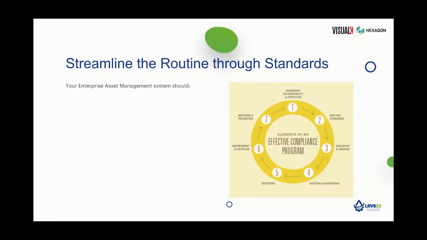Then moving on. The next step is to streamline the routine, and we propose to do so through standards, right? So your enterprise asset management system should be able to check for proper certifications and skills prior to assigning work. So that means that if we keep records of our employees or contractors, and we also keep records of the certifications that they're holding, and most importantly, if they're valid, then we can tie that to our work and make sure that we filter and we're able to assign the work to the people that have the correct credentials, right?